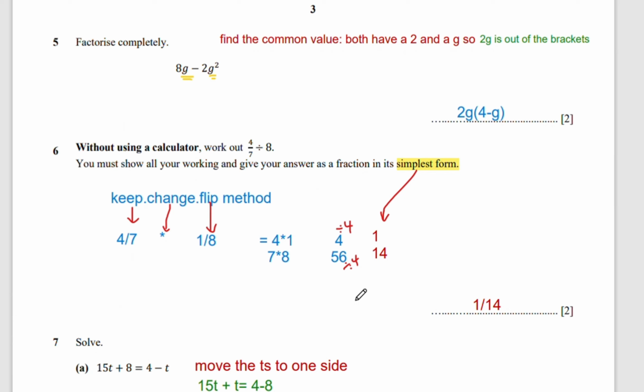Without using a calculator, work out 4 over 7 divided 8. You must show all your work and give your answer as a fraction in its simplest form. Okay, so this question would come a lot in paper 2. How to work with it? As you can see, it is division.